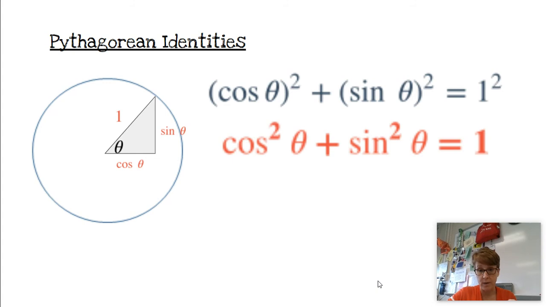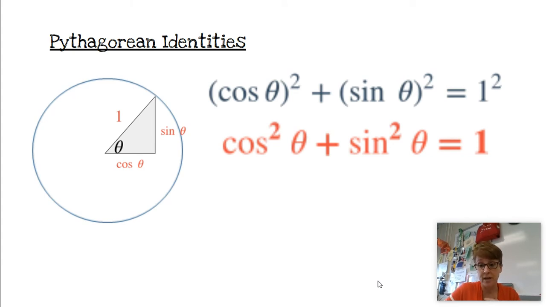Now, there's 2 more that we're going to get out of this same triangle, dealing with our other 4 trig functions. Now, you can memorize these. I'm not going to suggest you memorize these, although you need to know them to use them. Of course, you need to know them.